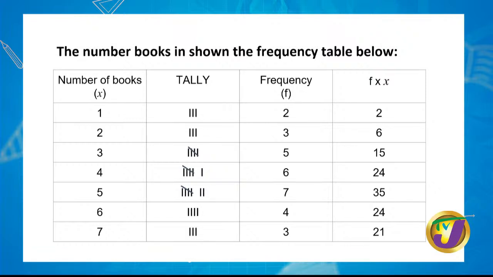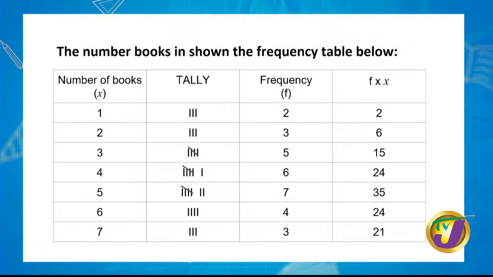Okay. So we had 2 students having 1 book in their bag. That would be a total of 2 books. And you would have 3 students with 2 books in their bags, and that would be 6 books.